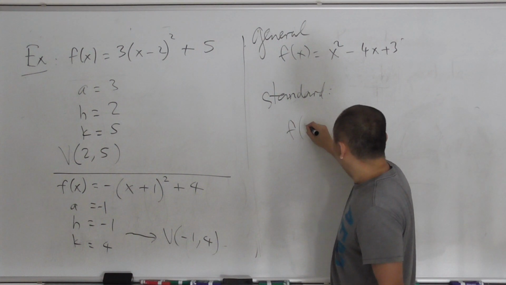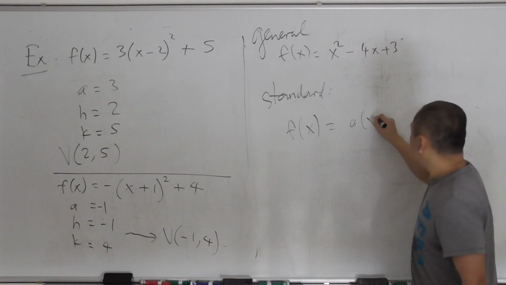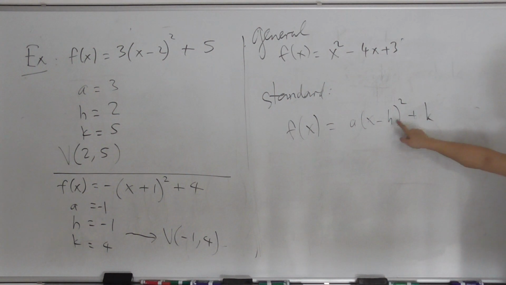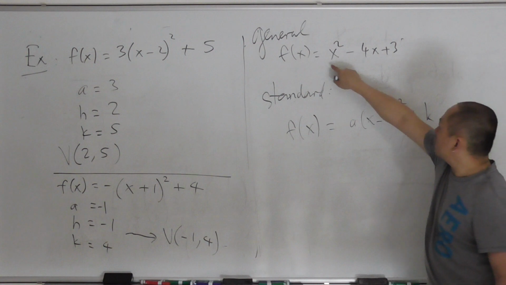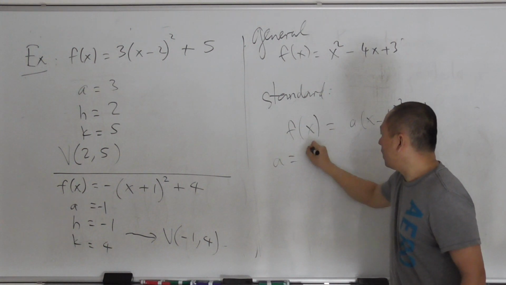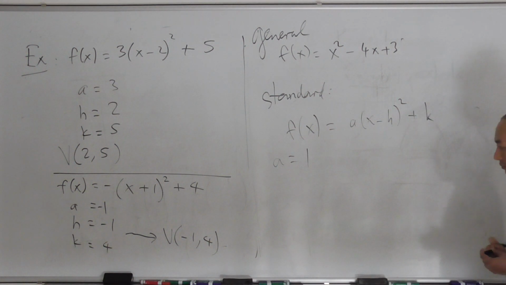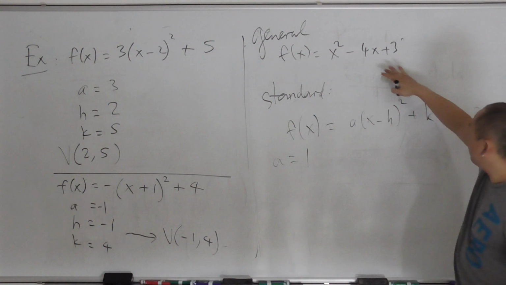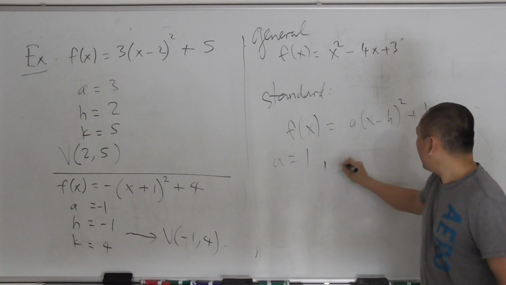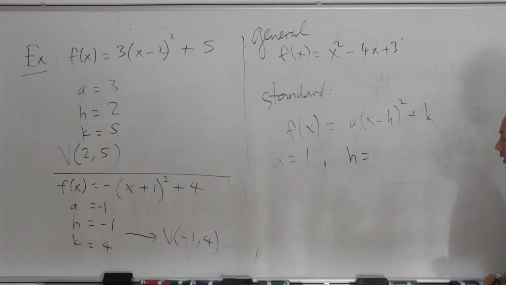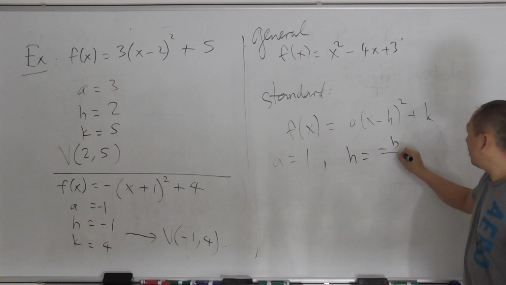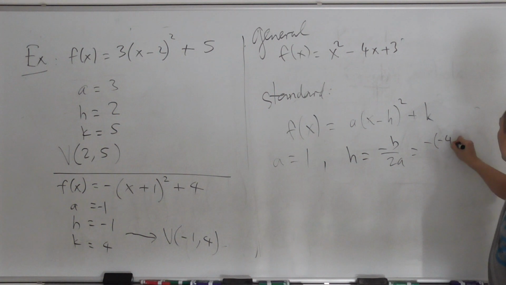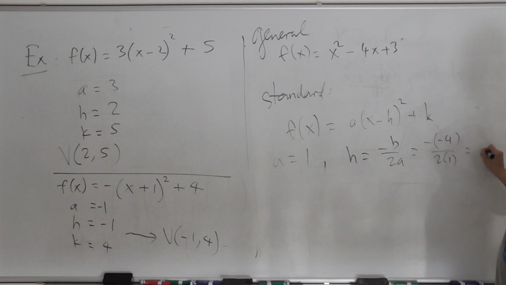Standard will look like this: f of x equal to a times x minus h squared plus k. So I need to figure out a, h, and k. By looking at the general form, I know for sure that a is equal to 1. What about h and k? Well, we have a formula to find the vertex. h is actually the x-coordinate of the vertex, and we know that h is negative b over 2a. So it's negative of negative 4 over 2 times 1, and that's equal to 2.